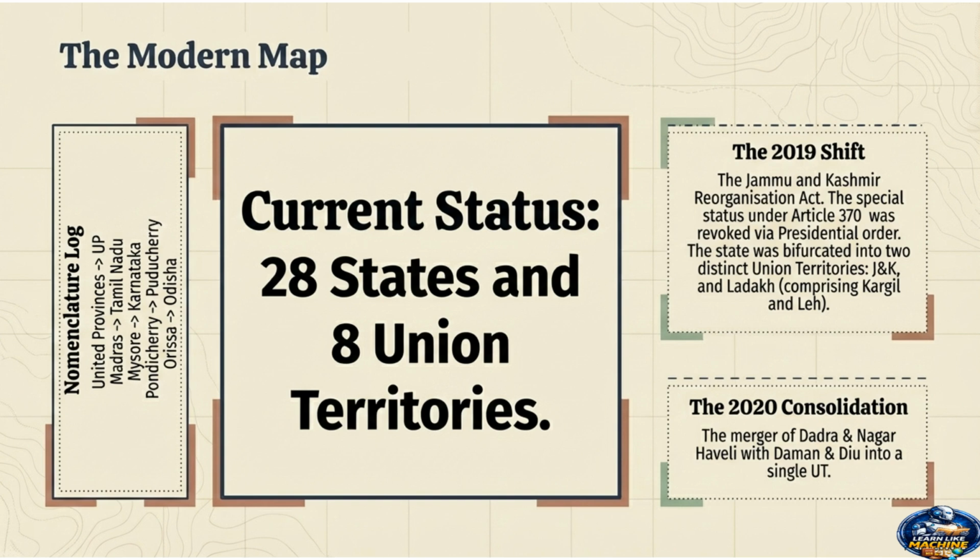Current structure of India: 28 states and 8 union territories. Important recent changes: 2019, Jammu and Kashmir reorganized. Ladakh became a union territory. 2020, Dadra and Nagar Haveli merged with Daman and Diu. Exam fact: remember carefully, 28 states, 8 UTs.